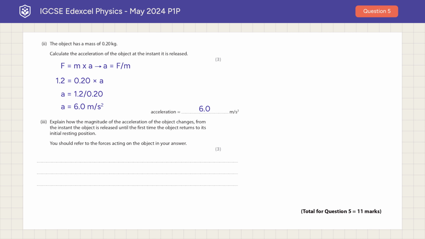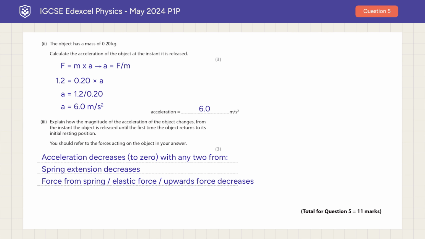The last part asks how this acceleration changes as it moves back up. As the object rises, the extension in the spring decreases, so the elastic force decreases. This means the net force decreases, and therefore the acceleration decreases, eventually becoming zero when it reaches the initial rest position.